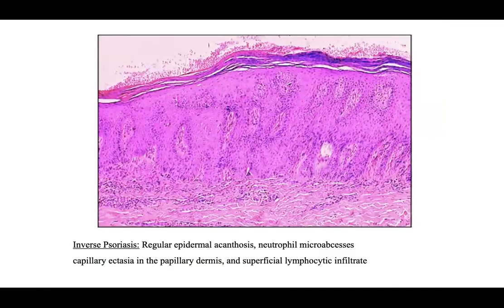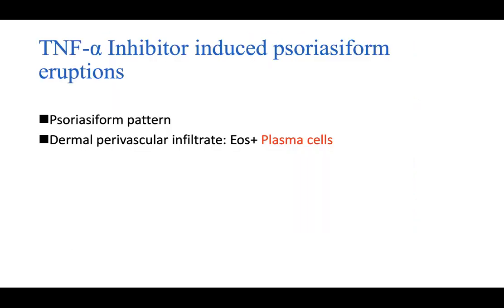Inverse psoriasis, you're going to see some regular epidermal acanthosis as well as neutrophilic microabscesses, capillary ectasia in the papillary dermis, and a superficial lymphocytic infiltrate. So it's essentially psoriasis. It's just about the location clinically.